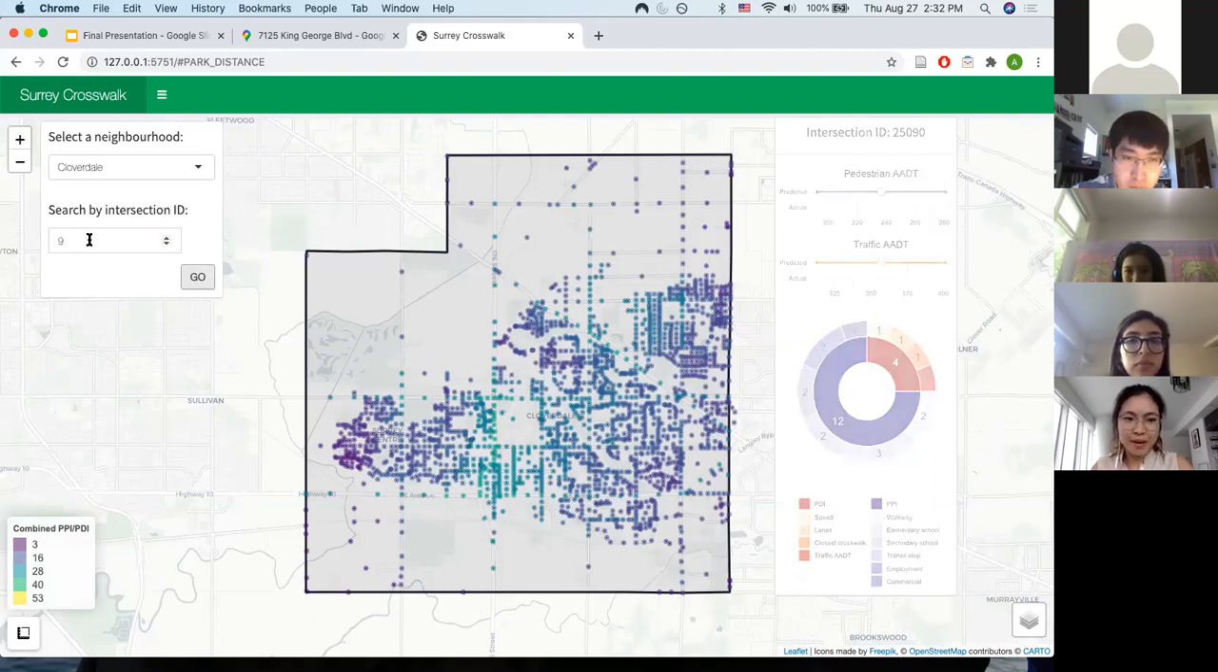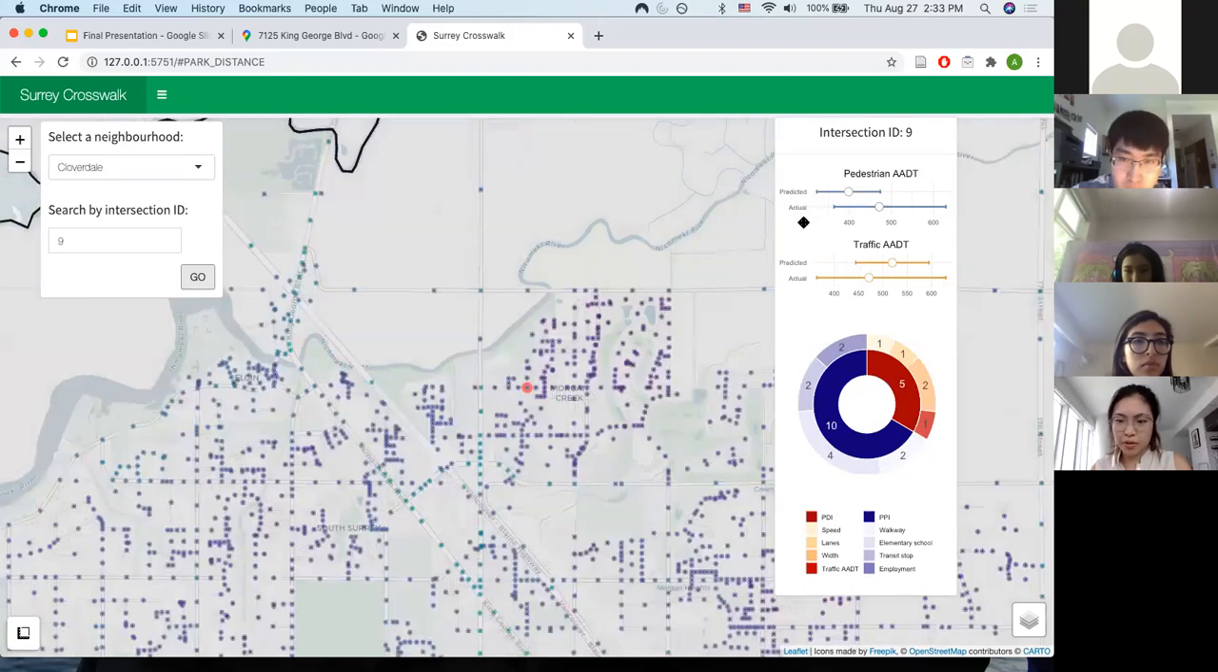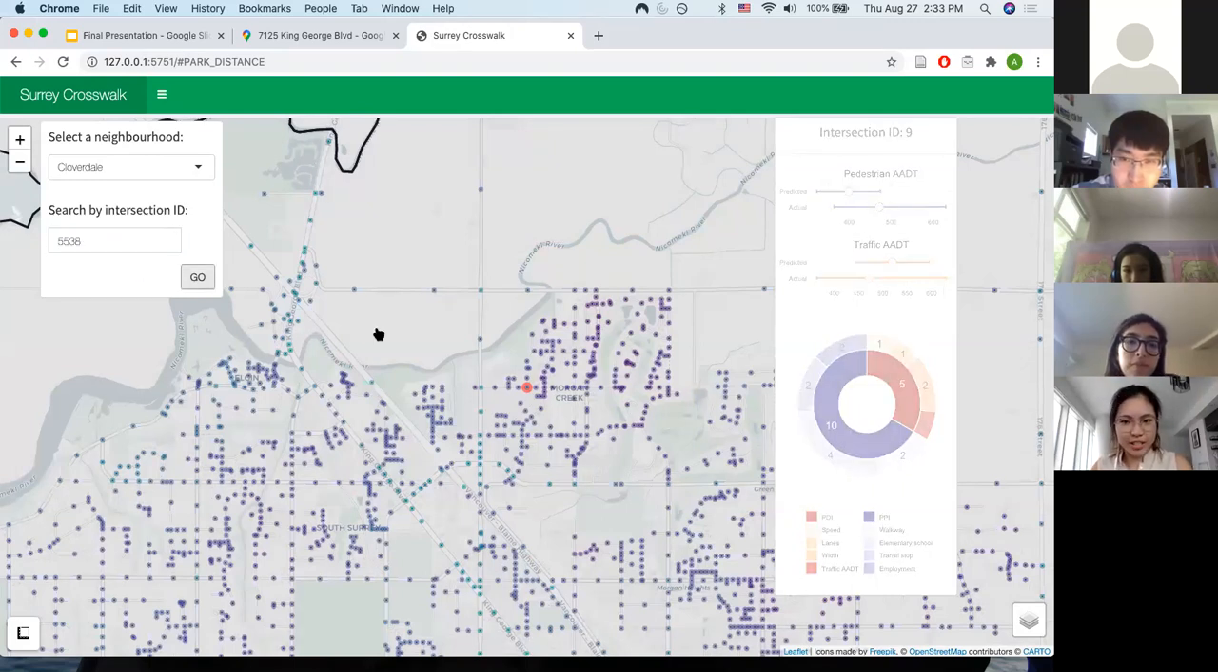There are two intersections I'd like to introduce to you here. You can search by intersection. Suppose you want to go to intersection 9. Here you can see that we also have the actual AADT scores for both pedestrian and traffic. This is what it looks like if it's absent: the actual will just be blank. And then this other intersection is a particularly higher scoring intersection.